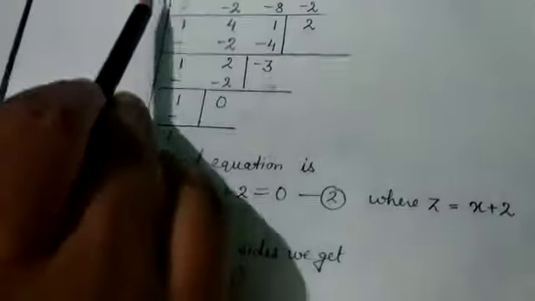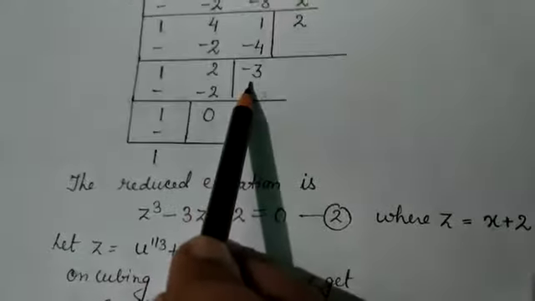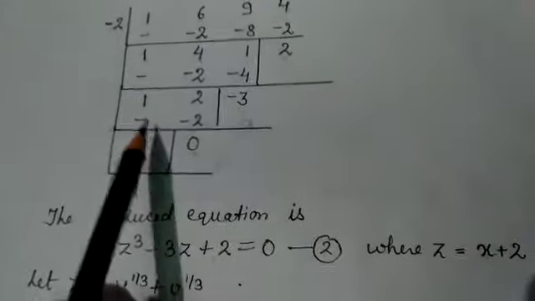1 will remain as it is. 1 into minus 2 is minus 2. Minus 2 into minus 2. First we will add these two. We'll get plus 2. Plus 2 into minus 2 is minus 4. On adding 1 and minus 4, we'll get minus 3.